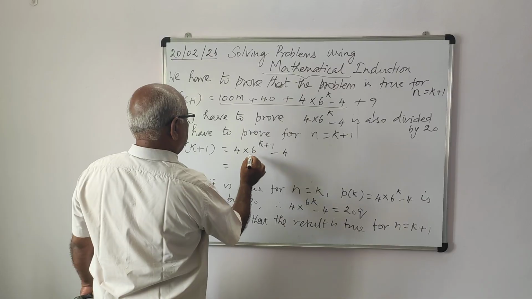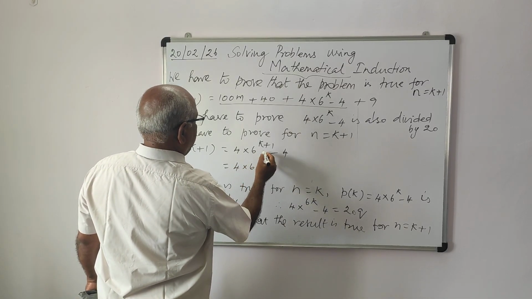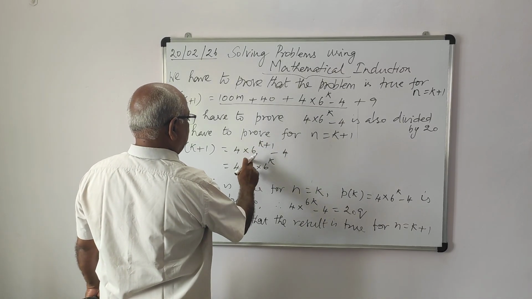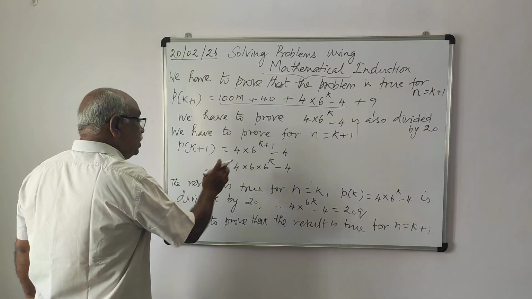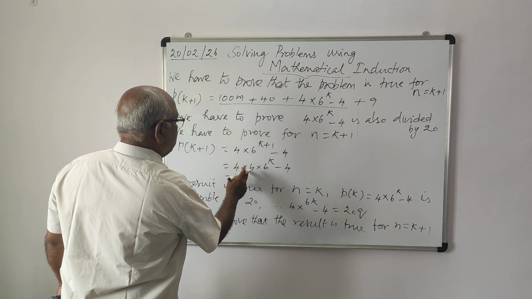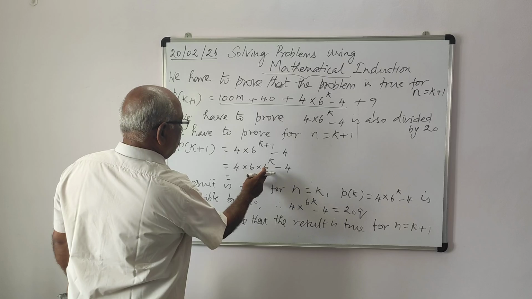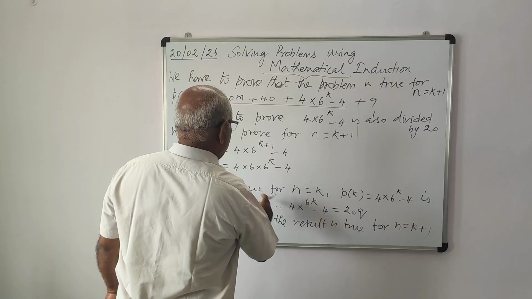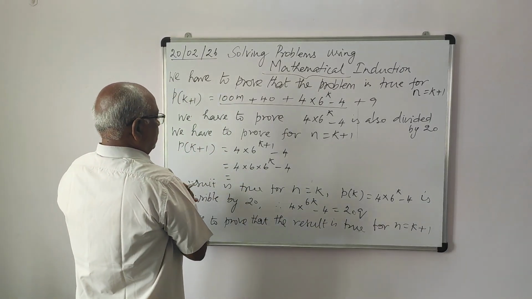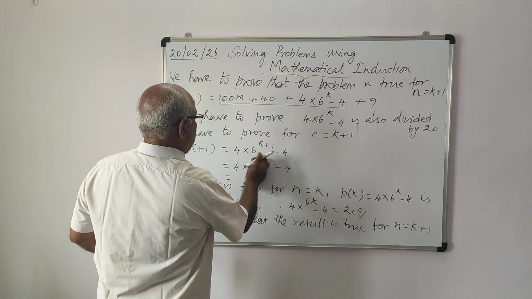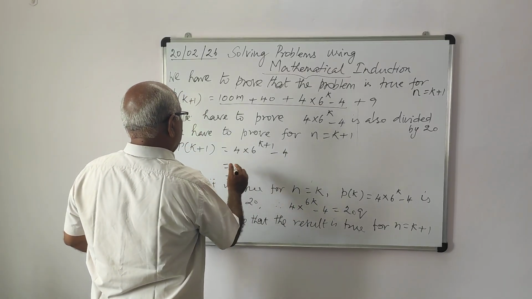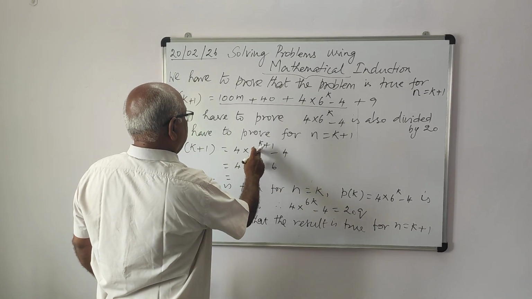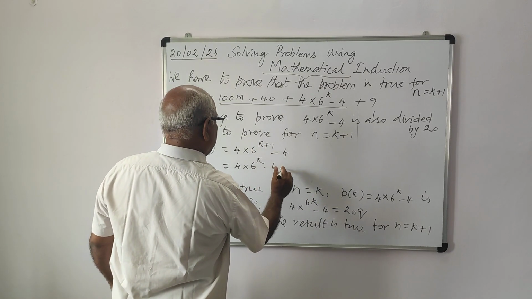This is equal to 4 into 6 into 6 power k. You can write it as the 6 power k plus 1 is 6 into 6 power k, minus 4. Now you replace, this is 24 minus 6 power k. Here you consider from this expression what is 4 into 6 power k. Very good. This can be expressed as 4 into 6 power k into 6. 6 power k into 6 is 6 power k plus 1. 4 into 6 power k into 6 minus 4.